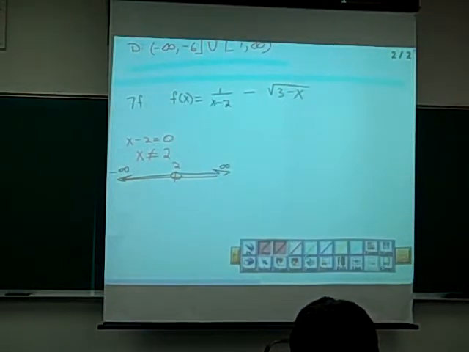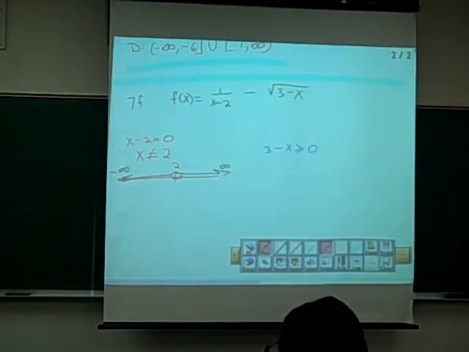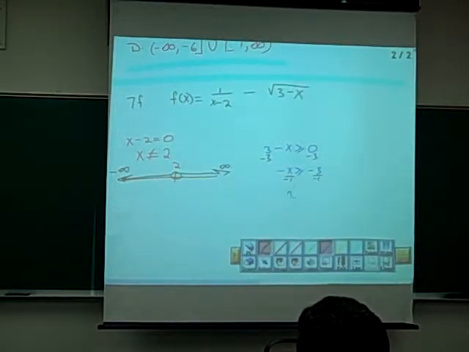Now how about the square root of 3 minus x? Is that greater than or equal to 0? 3 minus x is greater than or equal to 0, right? So you subtract 3, and now you have negative x greater than or equal to negative 3. Then you divide by negative 1, and that's when the sign flips. So when you see a number minus x, you know it's going to go the other way.